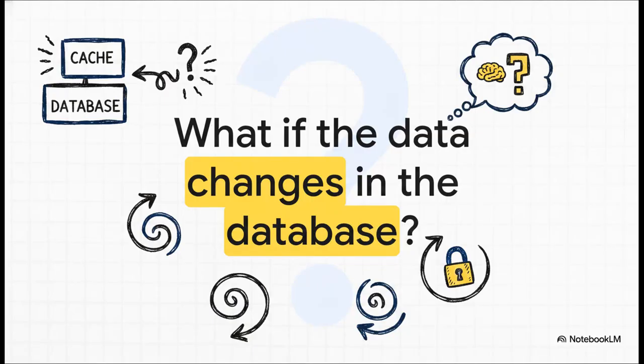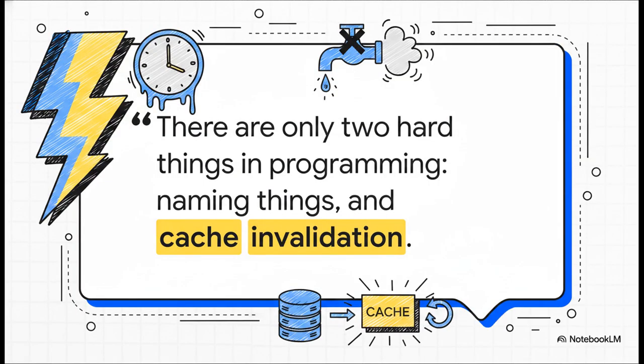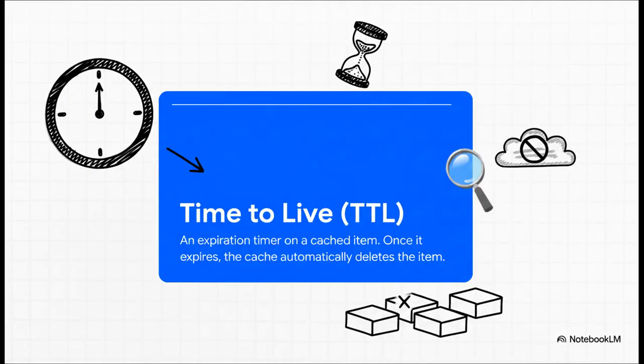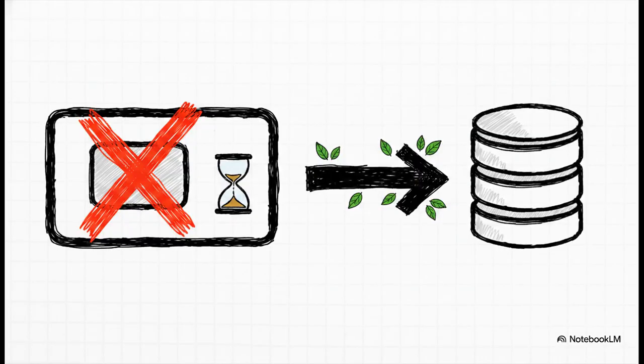Okay, great question. This brings us to probably the hardest problem in caching. Right, how do you stop your cache from serving old, out-of-date information? One common way is with a time to live. You just set an expiration date on the data. This forces a fresh read from the database. You're trading a little staleness for huge performance gains.